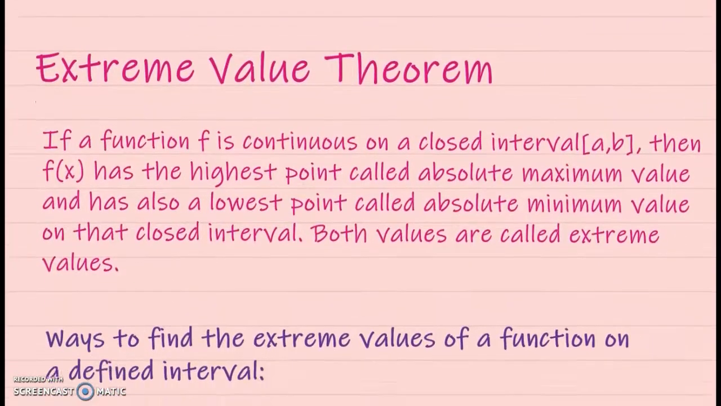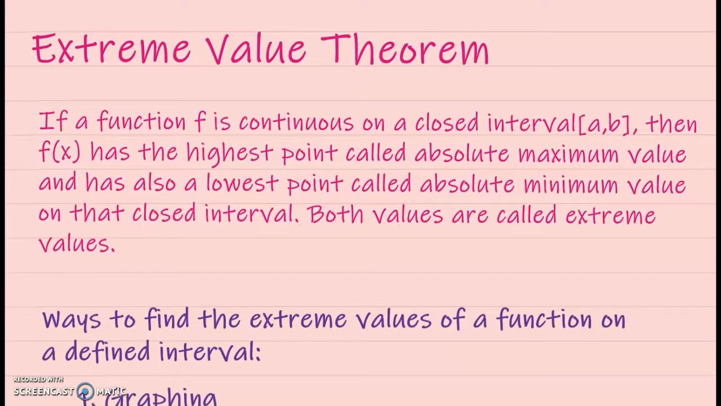Let's review first the extreme value theorem. It states that if a function f is continuous in a closed interval from a to b, then f of x has the highest point called the absolute maximum value. Likewise, it also has a lowest point called the absolute minimum value. And both values are called extreme values.